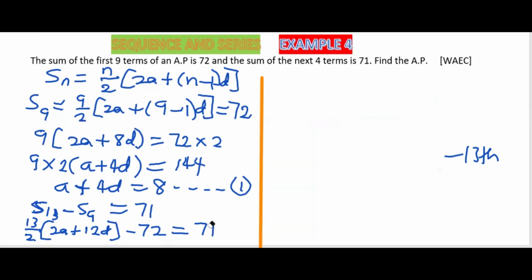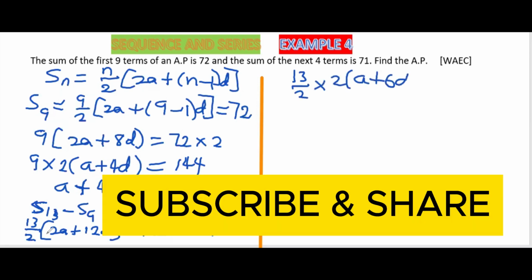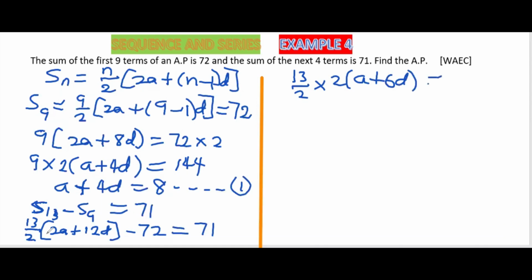Then from there, we simplify that and see what we get. From here, I can factor out 2 to have 13 over 2 times 2 into brackets a plus 6d. So I move that negative 72 to the right. That's 71 plus 72. And from here, we can see that this will cancel this.